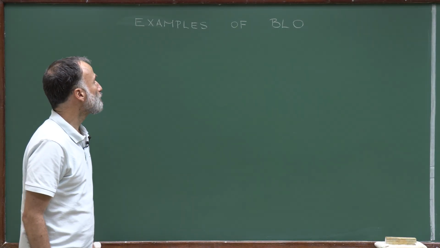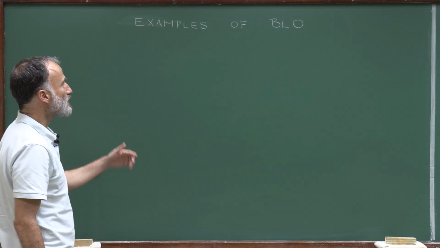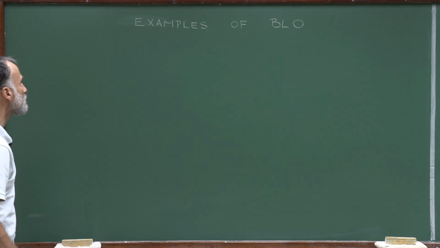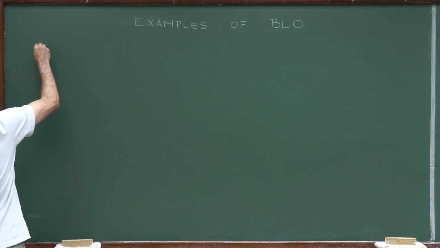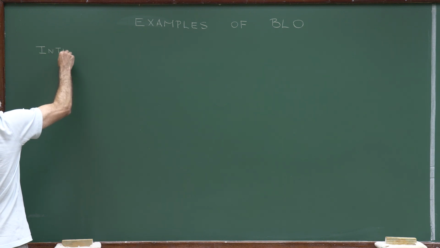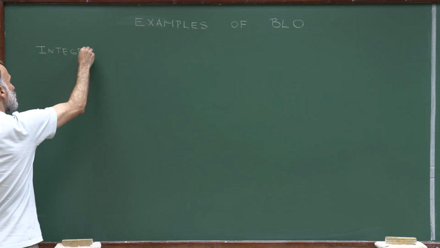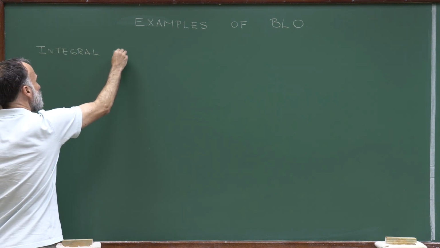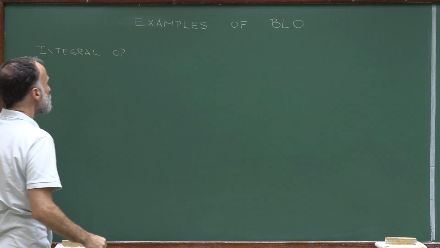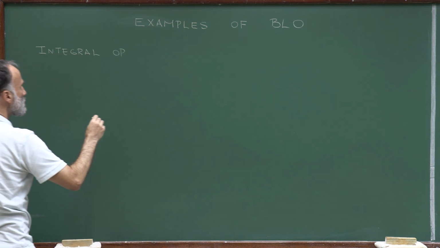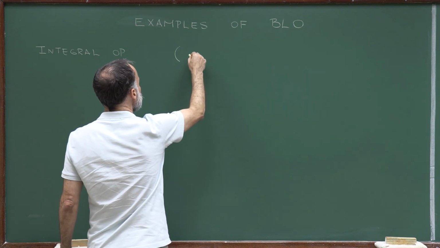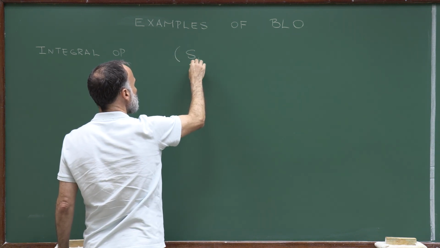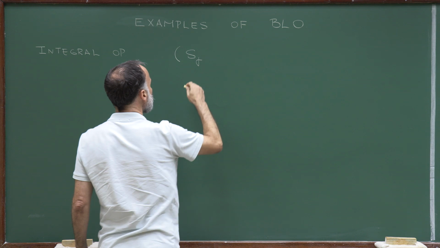In this short lecture, I want to give you some examples of bounded linear operators. More precisely, I'll be speaking about integral operators. So we will assume that we have two spaces, which I will represent by Sj. j will be either 1 or 2. So these are metric spaces.